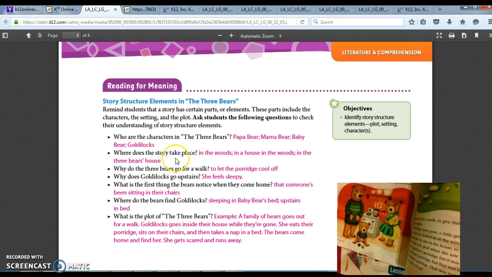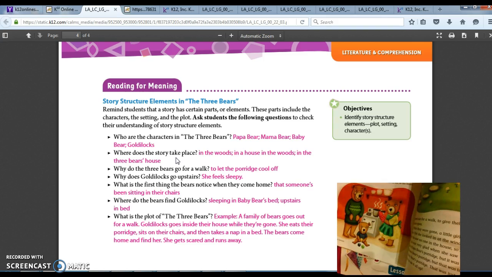Where does this story take place? What is the setting of this story? If you told your learning coach that it took place in the woods, or in a house in the woods, or in the Three Bears' house, all of those are good answers. Now, why do the Three Bears go for a walk? If you told your learning coach they wanted to let the porridge cool off, it was too hot to eat, that would be correct.